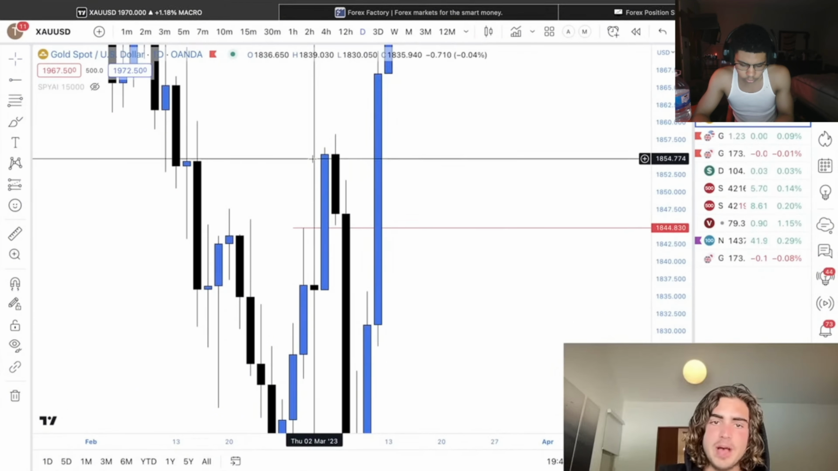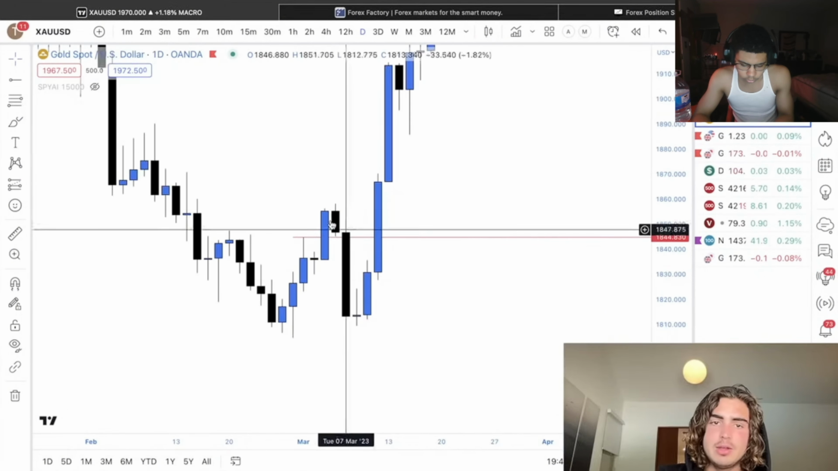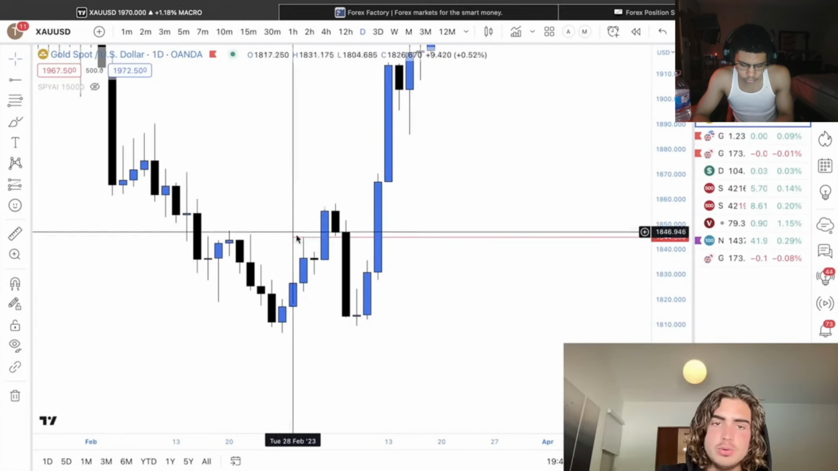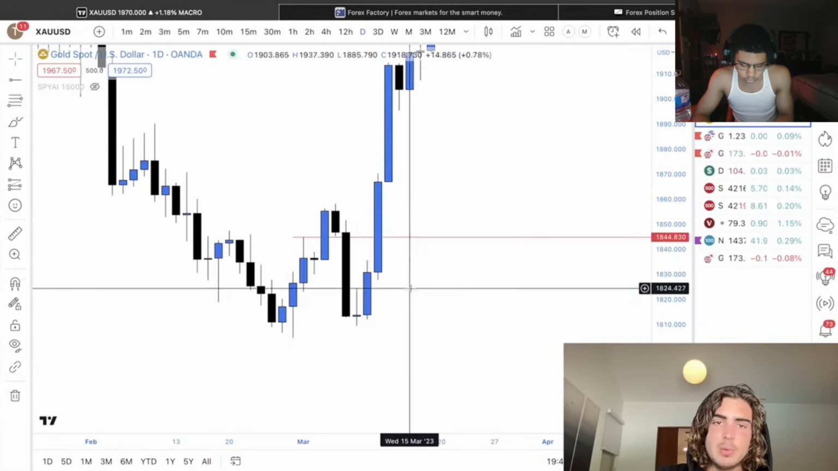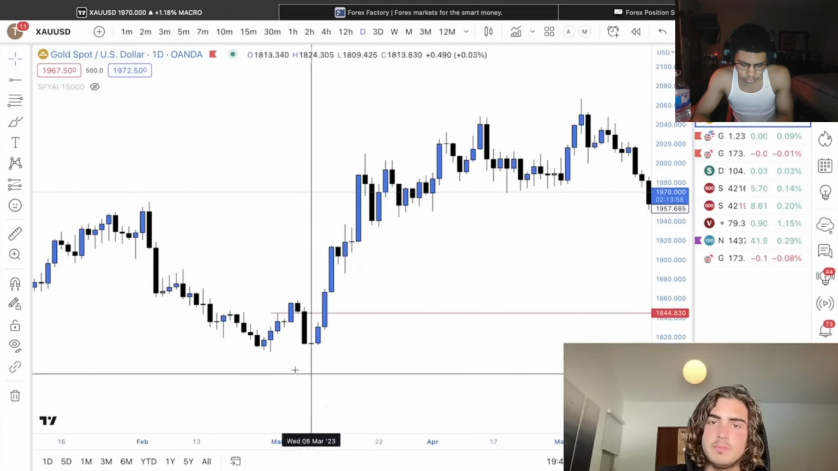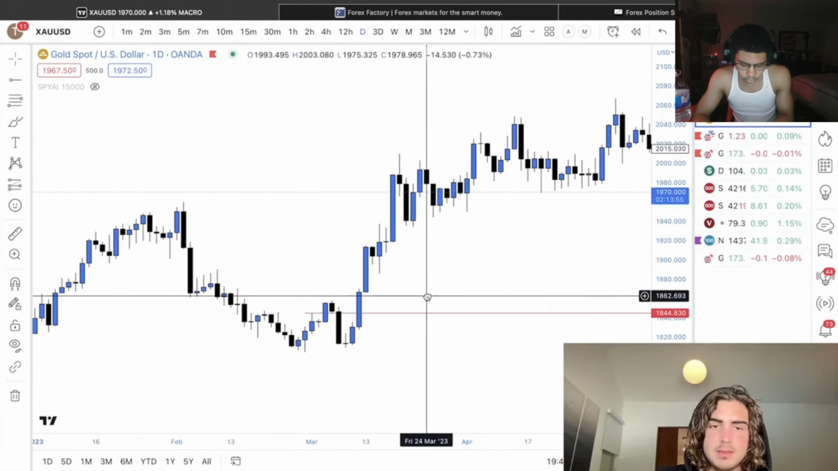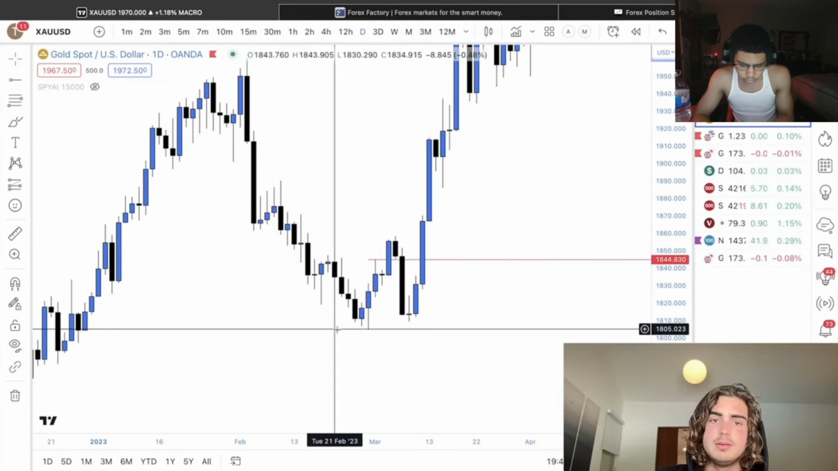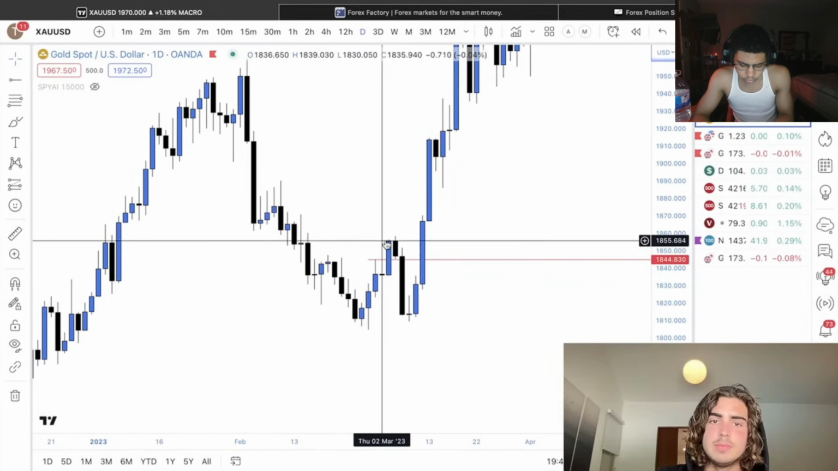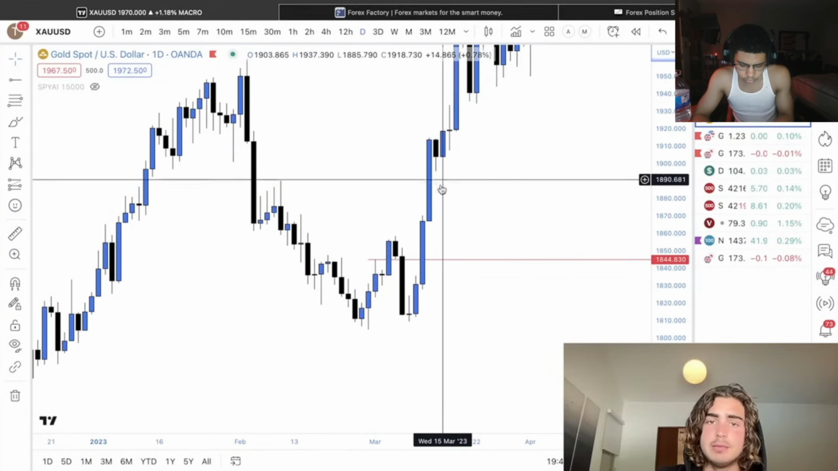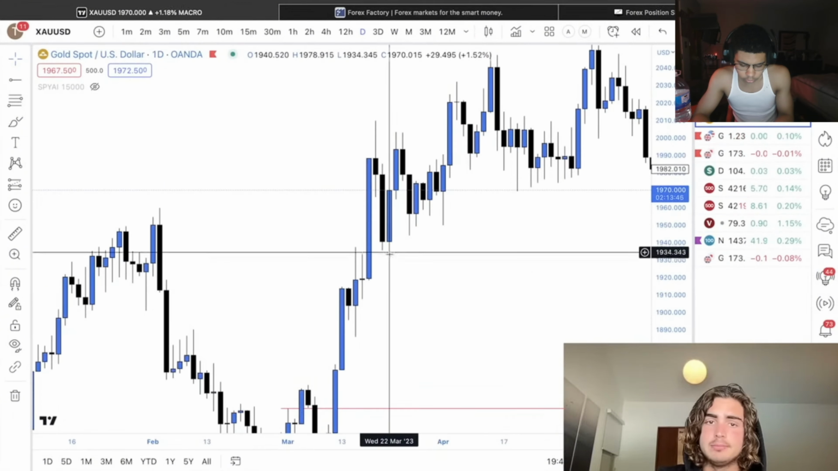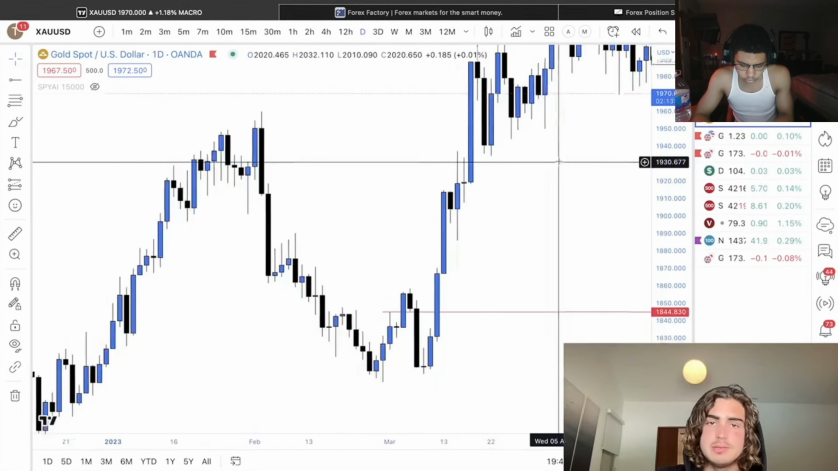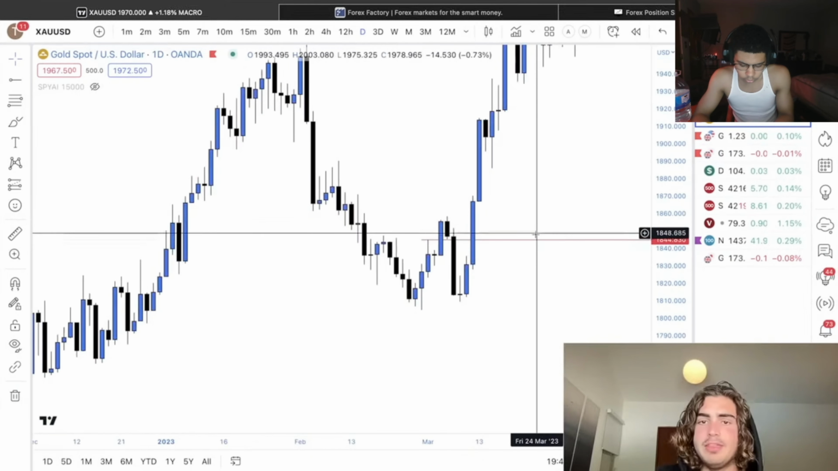We get a closure above it, okay? The candle closed above the wick, and then what happens? Bing bong, moves to the upside. Yeah, we did get a retracement down, but hey, look, higher low, higher high, higher low, higher high, higher low, higher high, higher low. Continues, okay? That is break of structure to the upside.